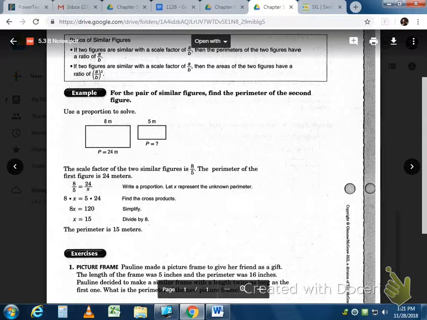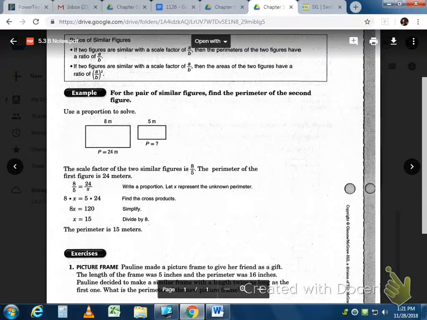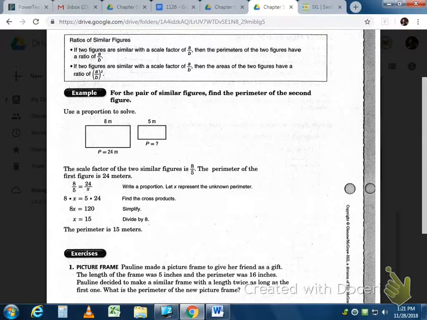So see what they've done? 8 over 5 equals 24 over x because the perimeter is in the exact same ratio. So you do your cross and x equals 15. The perimeter is 15.